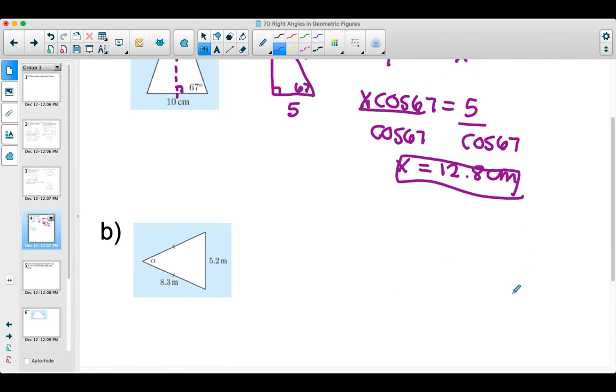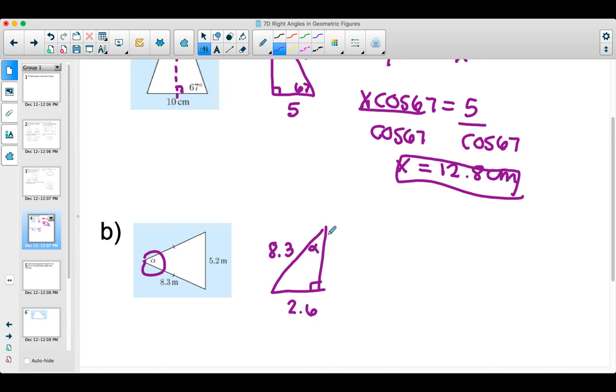Okay, and then here would be another example, except now I am given the two sides and I am asked to find the angle alpha. So when I drop my height there, half of 5.2 is 2.6. And then my hypotenuse I know is 8.3. And then this is my alpha. We just have to remember that when we solve that, that's only half of the alpha here. And so we will have to double our answer when we're done.